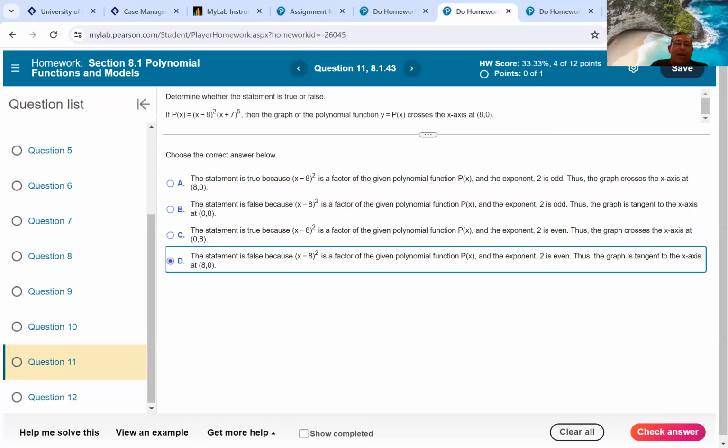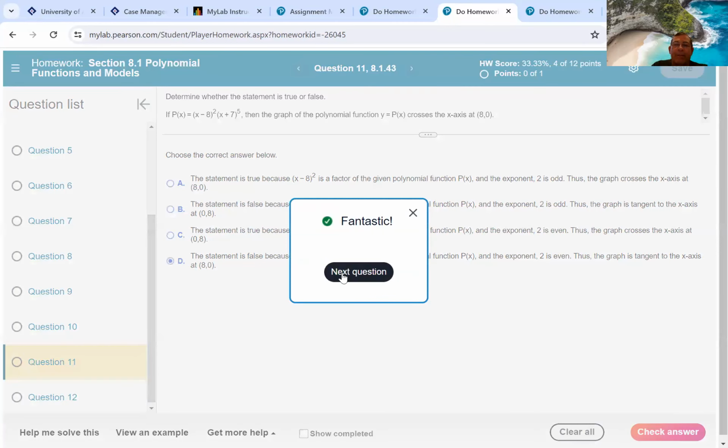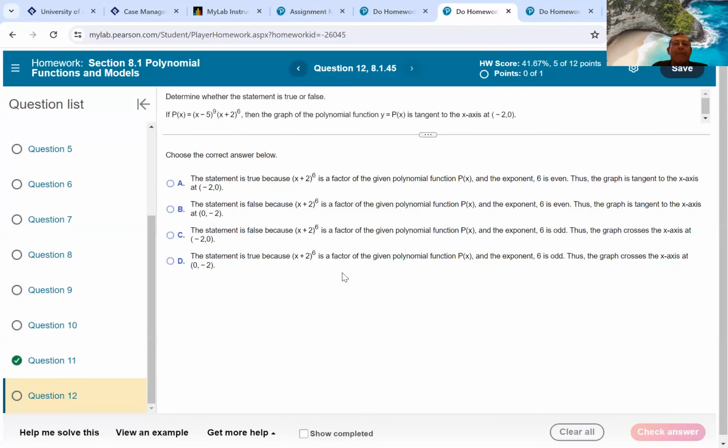And so y'all figure out this number 12 for me. Y'all got P of x equals (x minus 5) to the 9th, (x plus 2) to the 6th. Is it true or false that this graph is tangent to the x-axis at (-2, 0)?